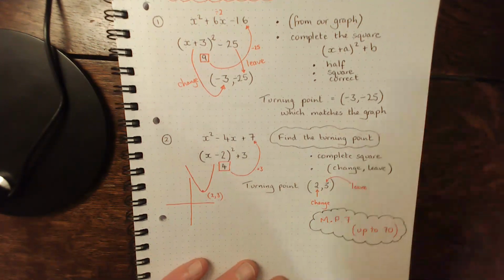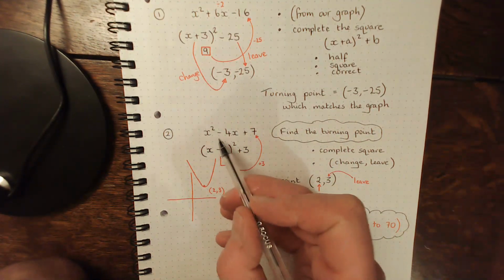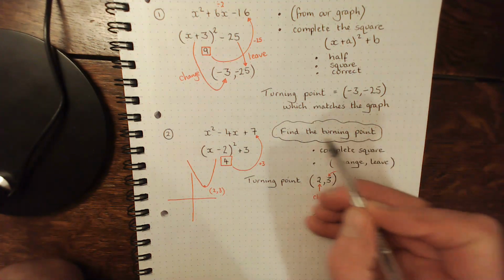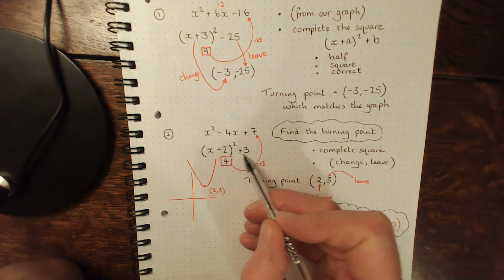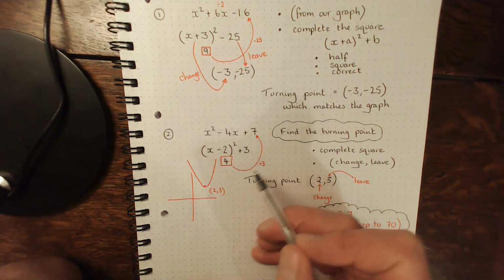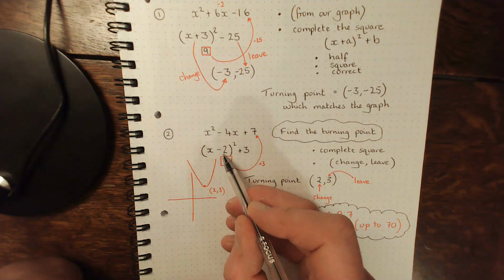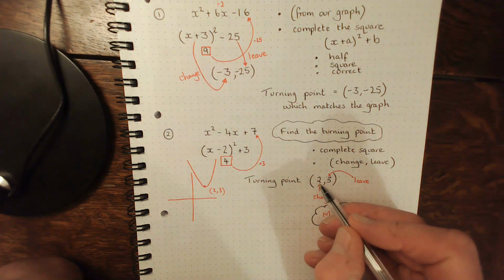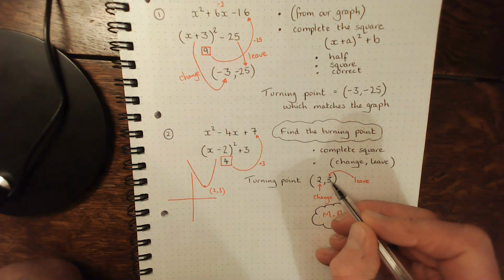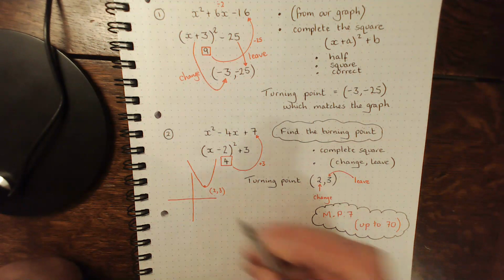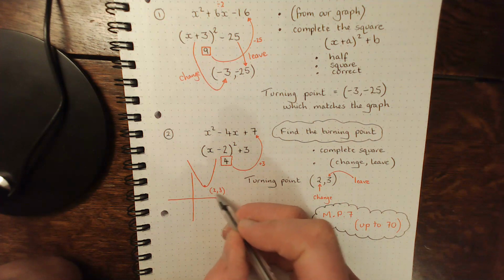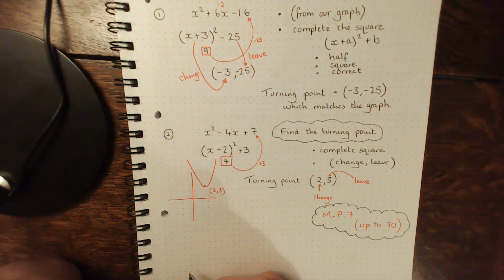Final wee example. If I have got x squared minus 4x plus 7 and you're asked to find the turning point, complete the square, and remember, I want you to change what's in the bracket and leave the number on the end. So we change what's in the bracket from -2 to +2, and we leave the value on the end. And we will get a wee sketch looking like that, with the turning point being (2, 3).